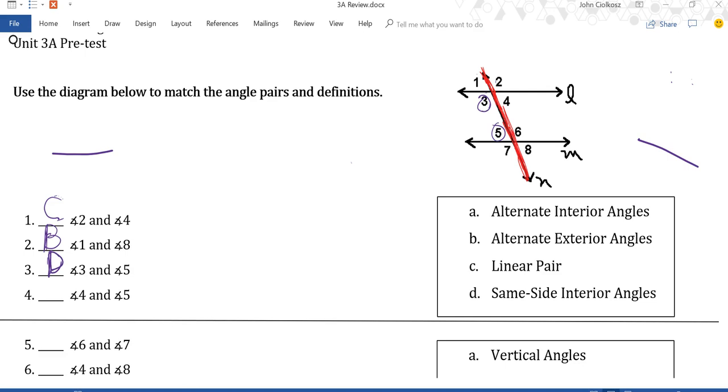Moving on to number 4, process of elimination here, but let's go ahead and talk about it a bit. So 4 and 5, we see they're on alternate sides because one's on the left, one's on the right. And they're interior because they're between those parallel lines. So that's going to be choice A, alternate interior.